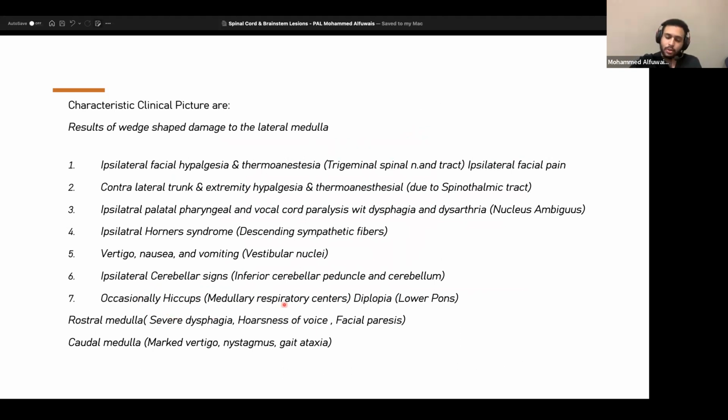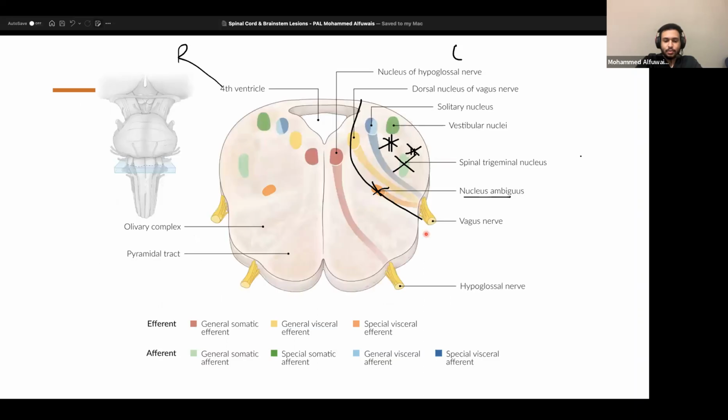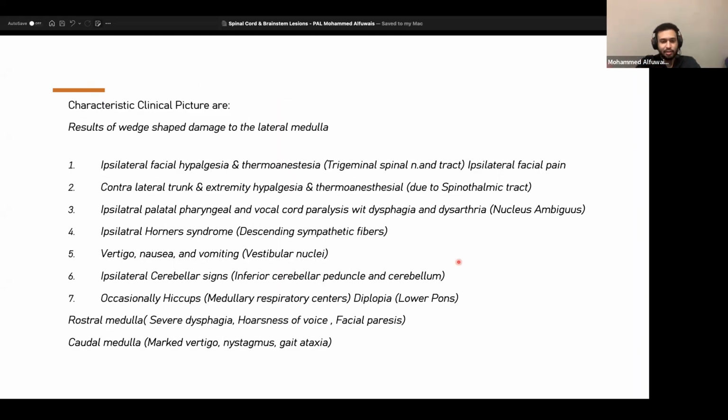And occasionally hiccups and diplopia. This is because of the respiratory centers. In the medulla, you have all the respiratory centers. If you have damage in the lateral parts, the main centers are around the nucleus ambiguus, so you might have hiccups and stuff like that. It's not that important in the questions.